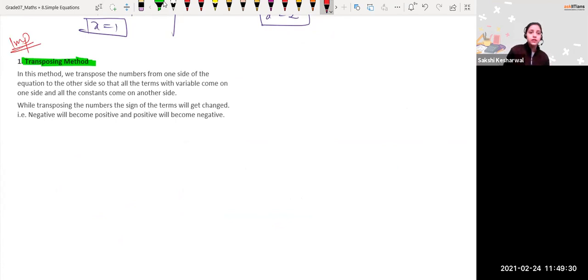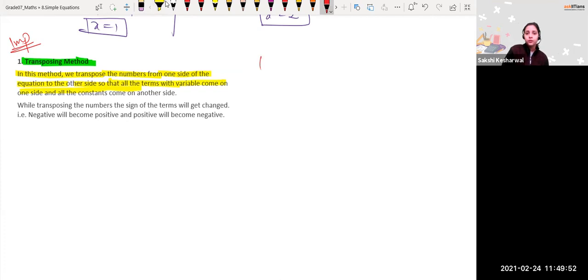In this method, as the question says over here, we transpose a number from one side of the equation to the other side so that all the terms with the variable come on one side and all the constants come on the other side, right? While transposing the number, the sign of the number gets changed. That is, negative will become positive and positive will become negative.